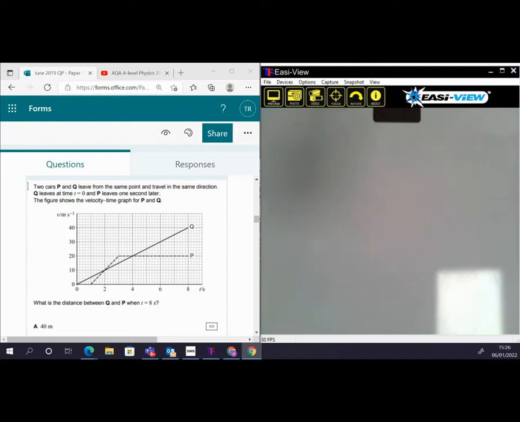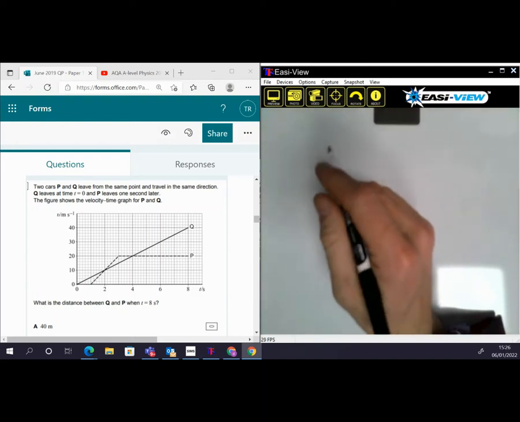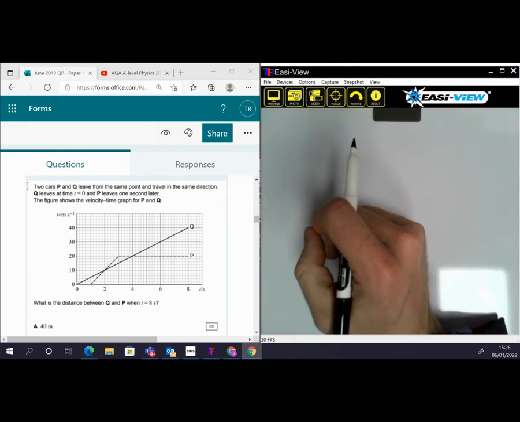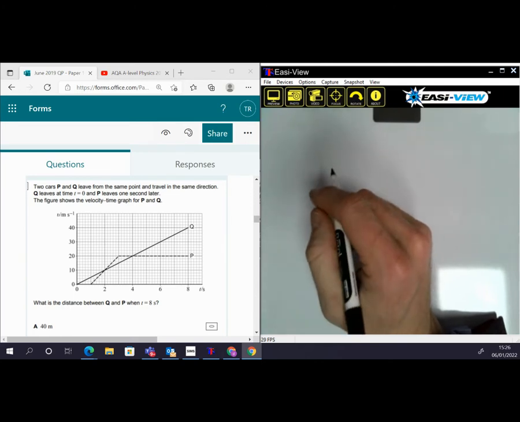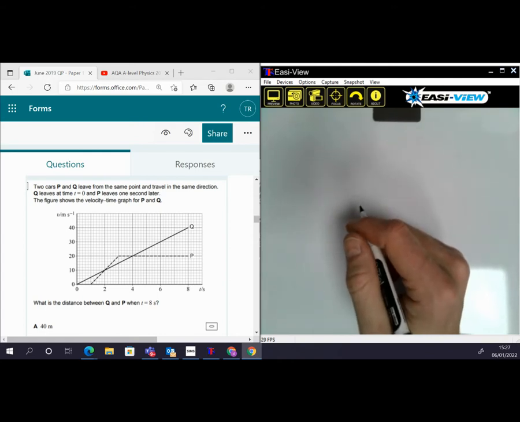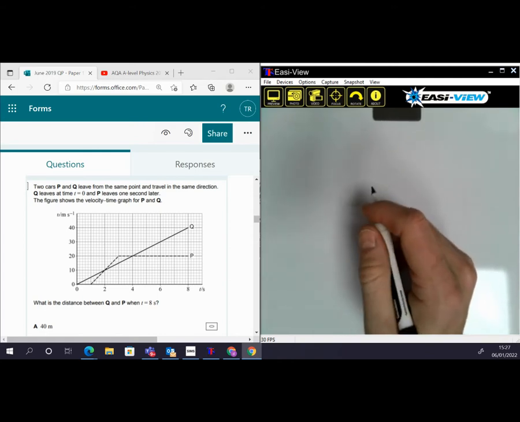This question is about motion and velocity-time graphs. So we've got two cars, P and Q, starting from the same point and traveling in the same direction. And we're asked how far apart they are by the end of the journey. Because they're starting at the same point and traveling in the same direction, all I've got to do is work out how far each of them has traveled and then find the difference.